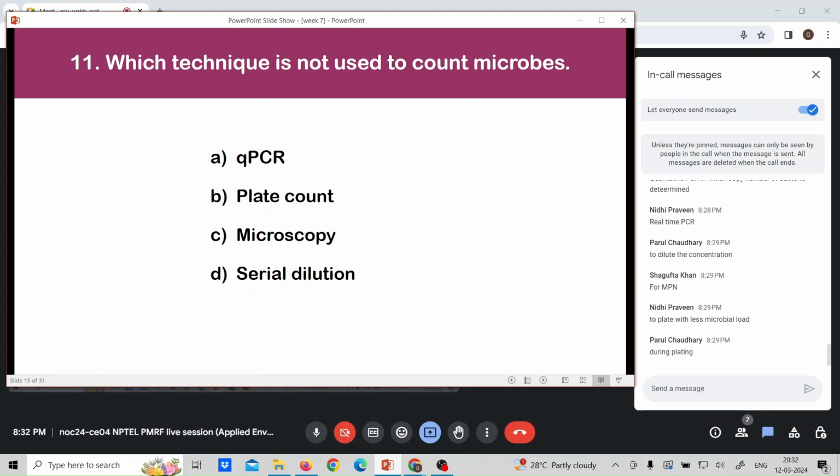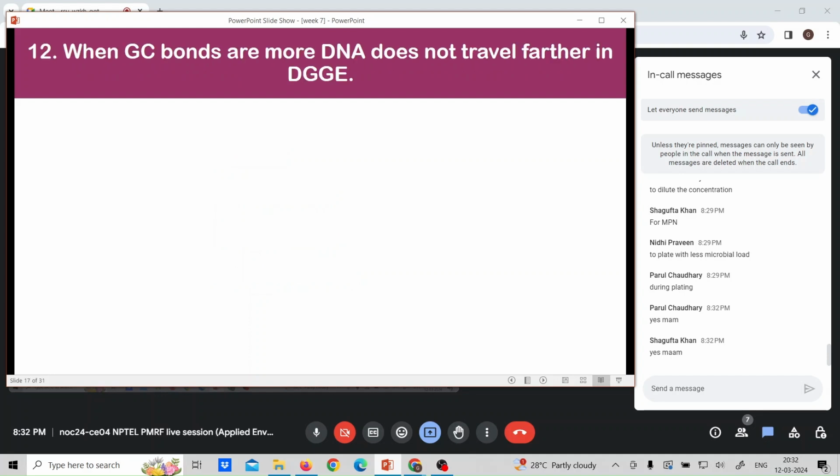I really felt it surprising that no one answered serial dilution for this question. I think it's clear now. Okay, good. So the answer is serial dilution. And next question.